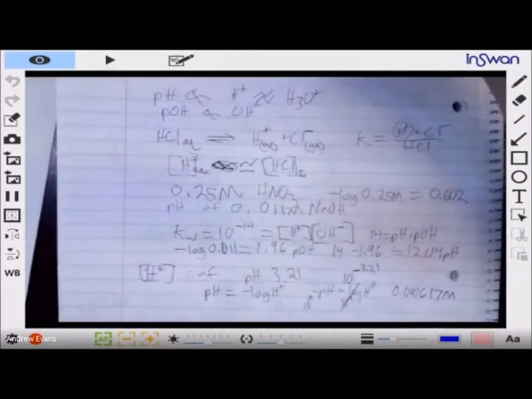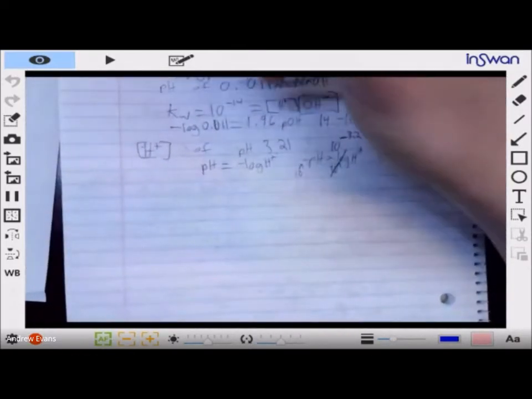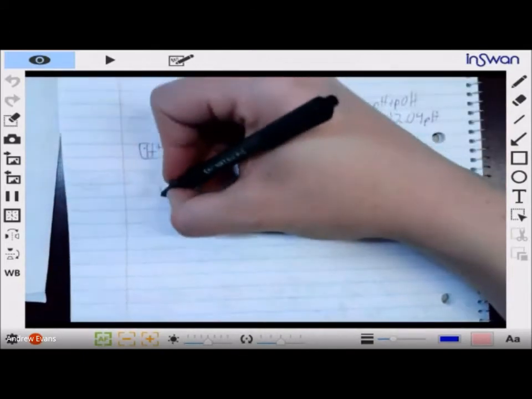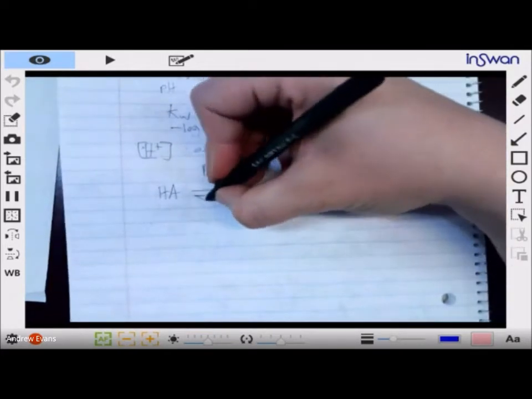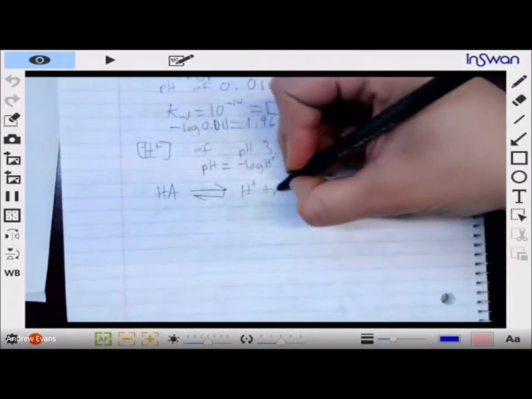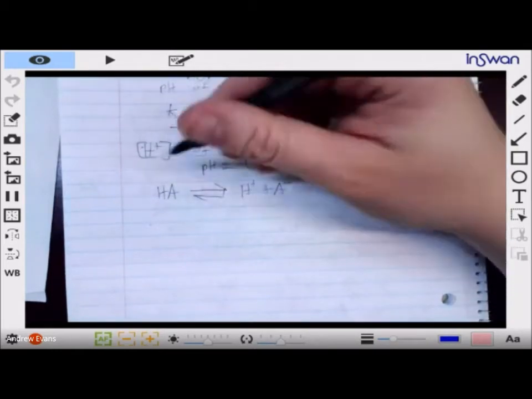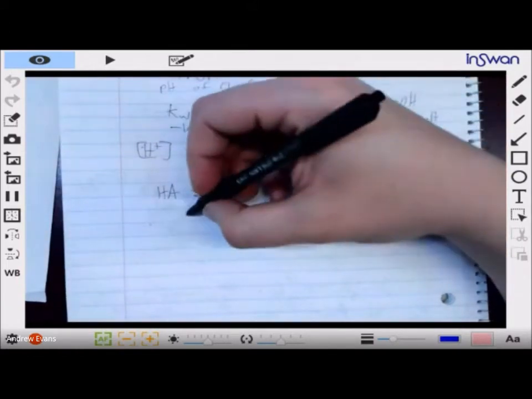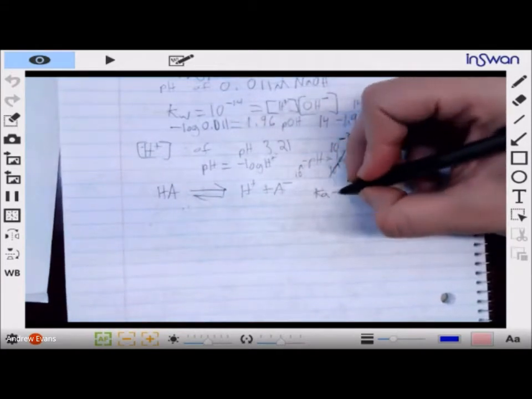Now, weak acids and weak bases are another thing. We can no longer make the assumption that H plus is equal to their initial HA concentration. We have to use the K expression to find the H plus concentration.